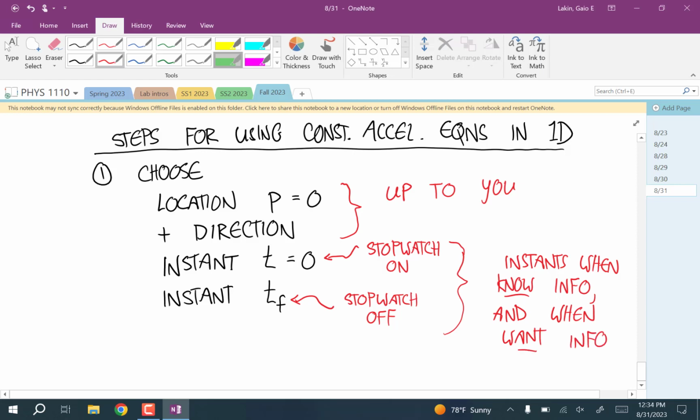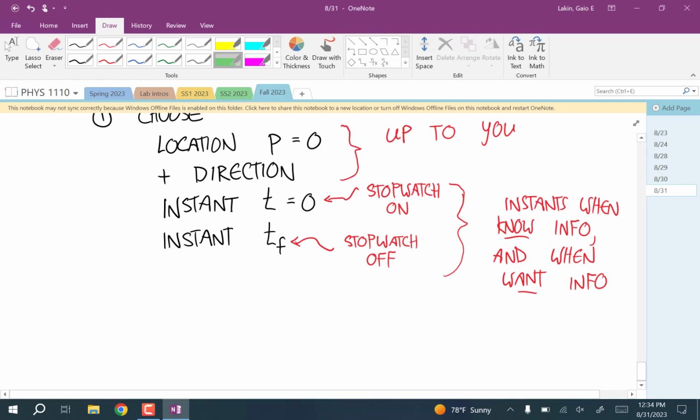Okay. So for example, if a problem statement says something about the object starting at rest and then later it's at this position, well, you have information about when the thing starts moving. You know that it's at rest, and you have information about where it is later on, and so those are going to be the two instants you choose.